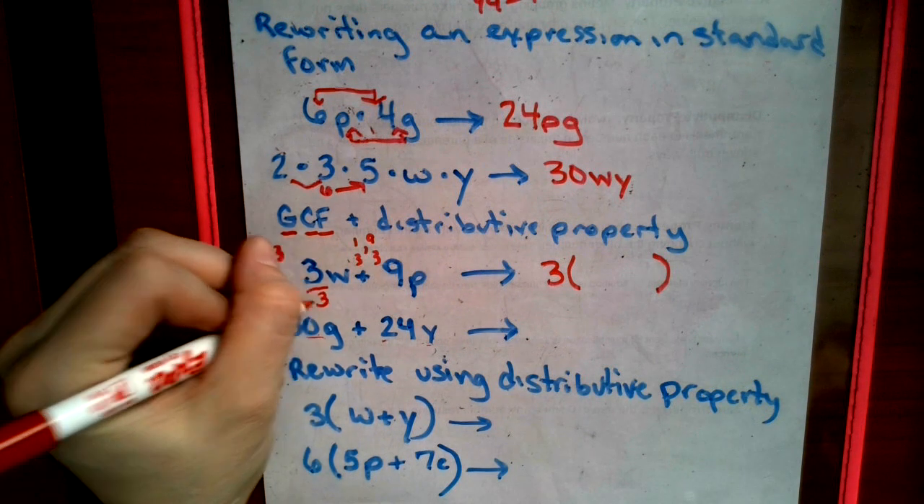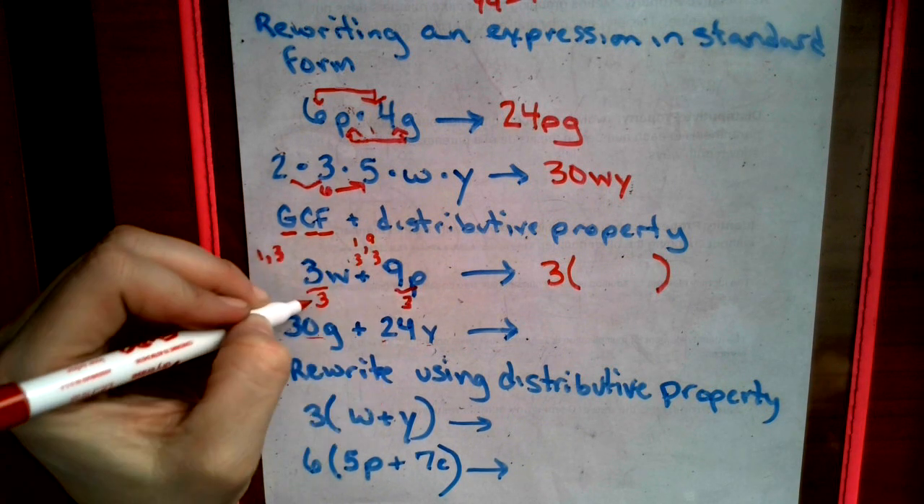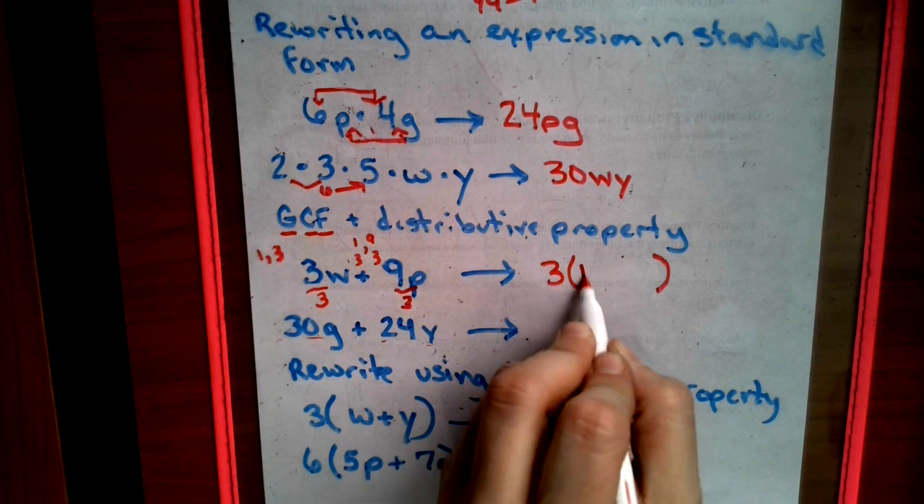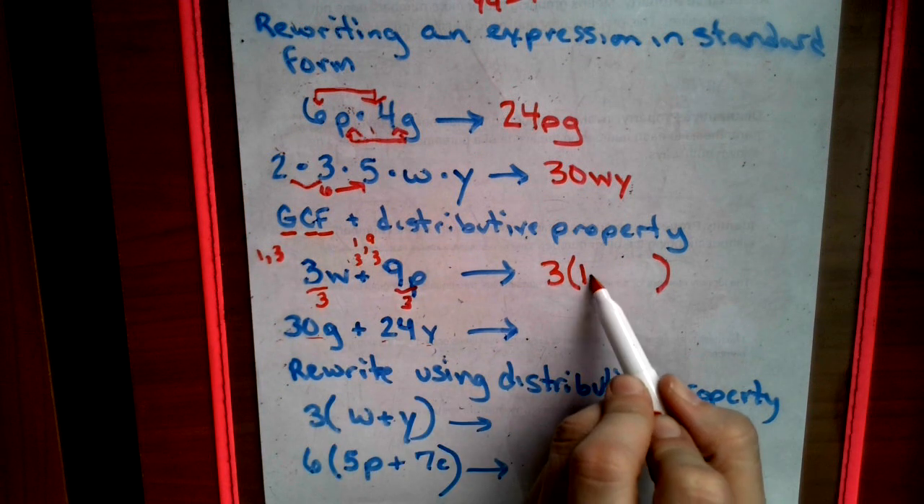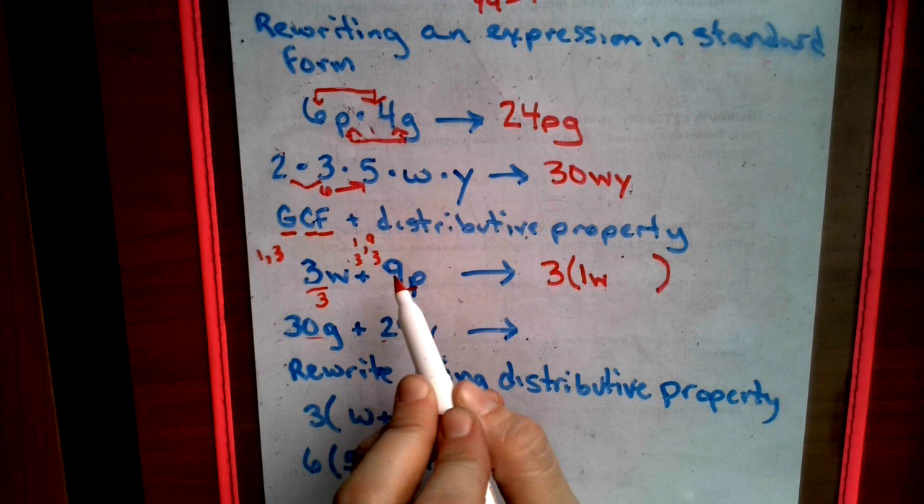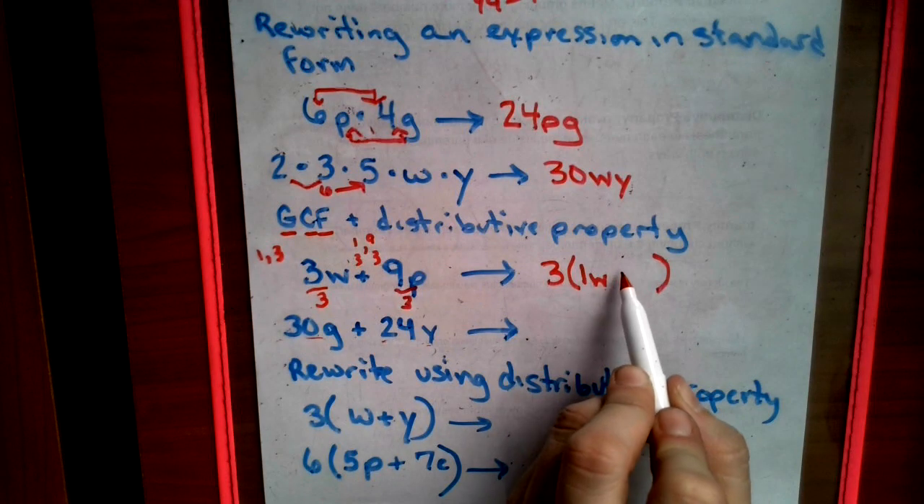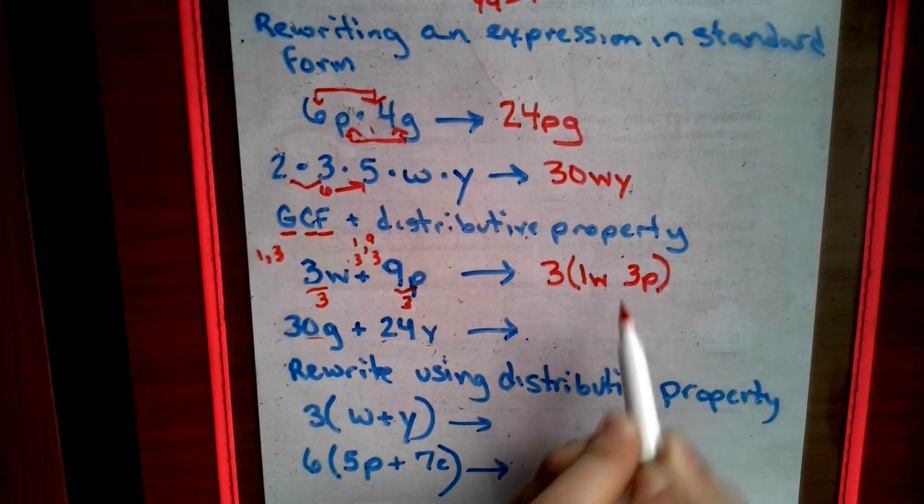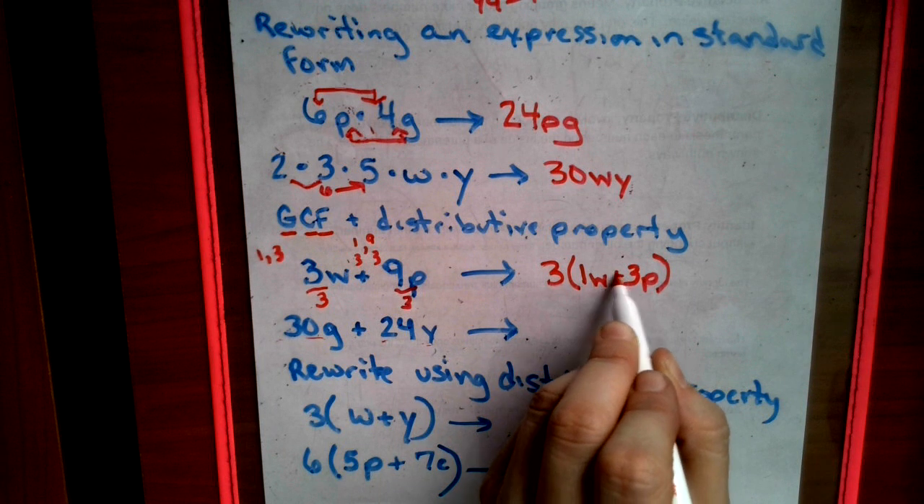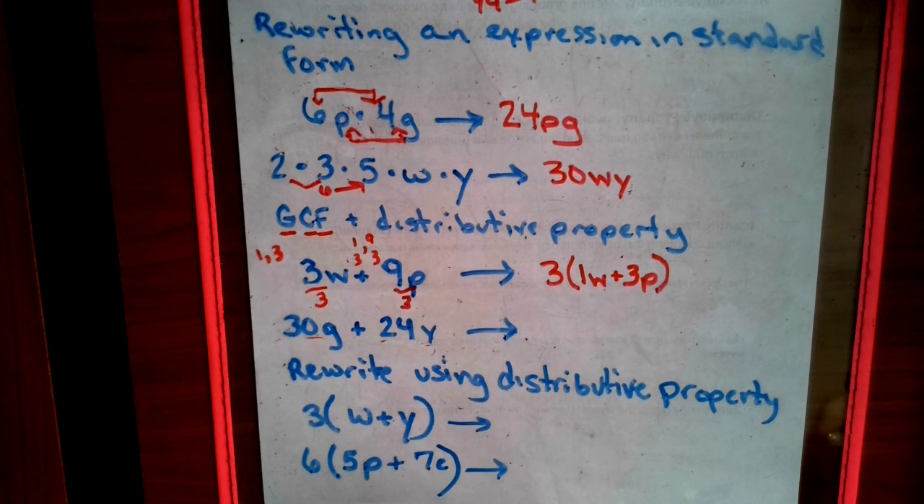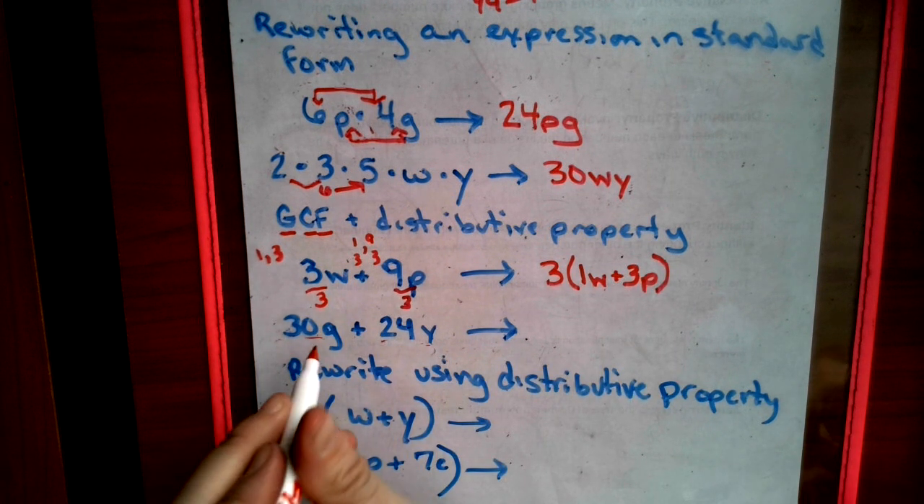So if I take a 3 out of here and a 3 out of this one, 3 goes into 3 one time with a W left over, and 3 goes into 9 3 times with a P left over, sign in the middle, addition. Let's look at that again.